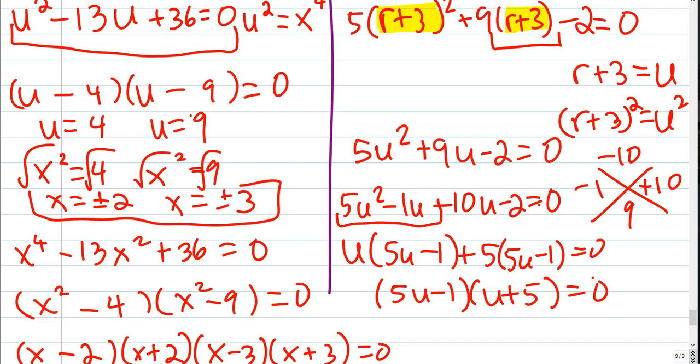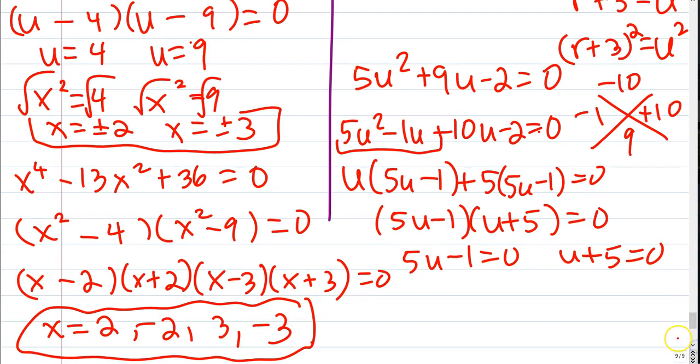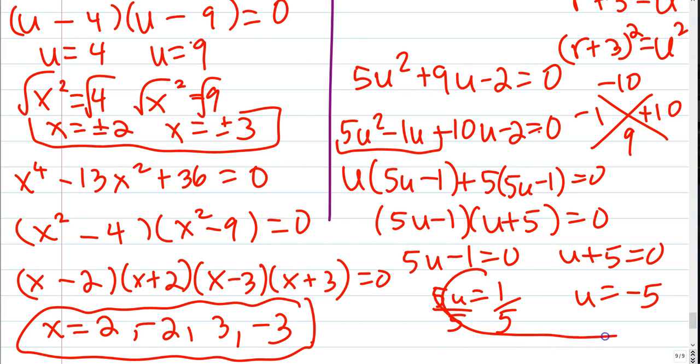I could solve these and say 5u minus 1 equals 0 and u plus 2 equals 0. Adding the 1, 5u equals 1, so that u is equal to 1/5, and subtracting 2, u is equal to negative 2. So we're all done, right? Nope. For the last time here, I get to say what? Nobody's interested in you. We weren't solving for u, we were solving for r.